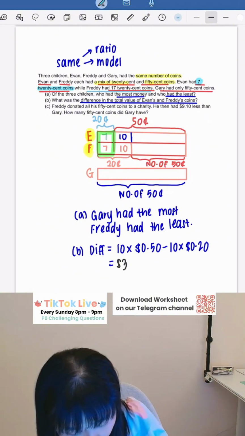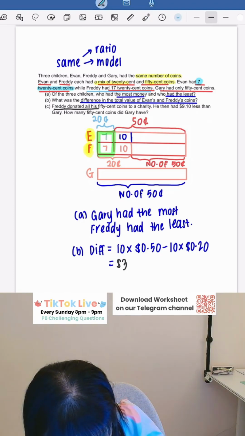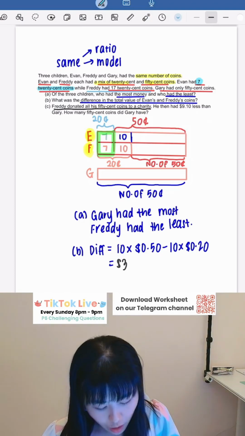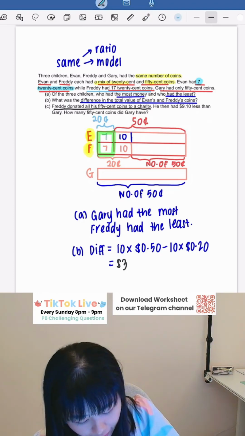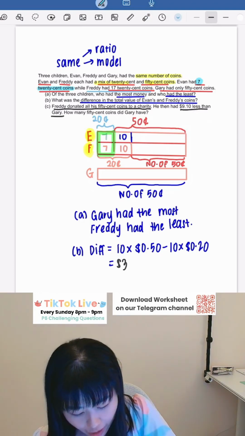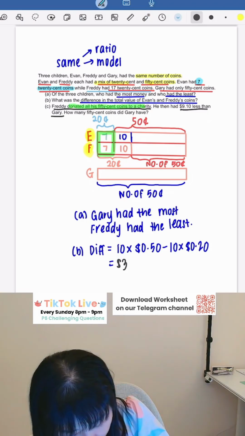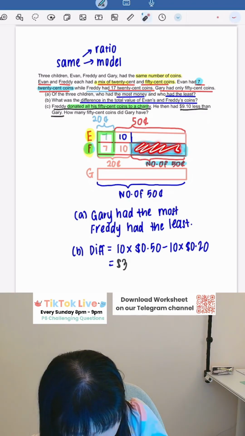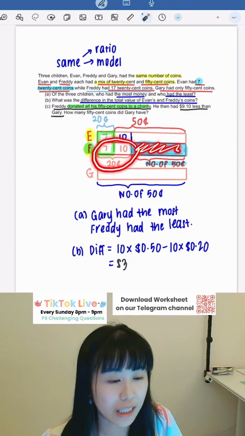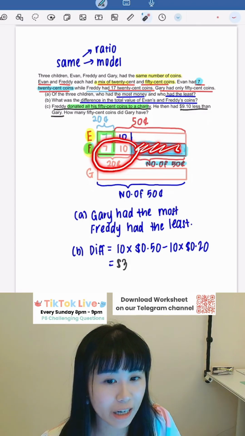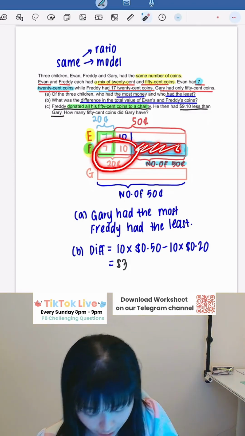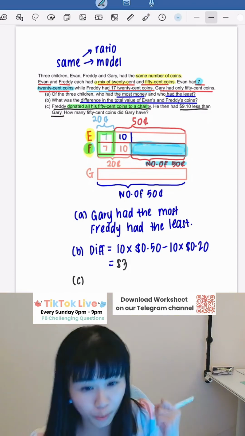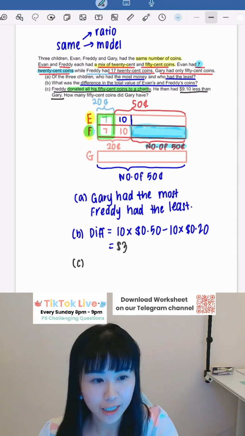Okay, next one. Freddy donated all his 50 cent coins to the charity. He had $9.10 less than Gary. The fact that Freddy donated all his 50 cent means all the 50 cent here are all gone already. So what is he left with? Everybody, can you let me know? Freddy now is left with how many 20 cent coins? Who can tell me? Then we can at least do something here first.